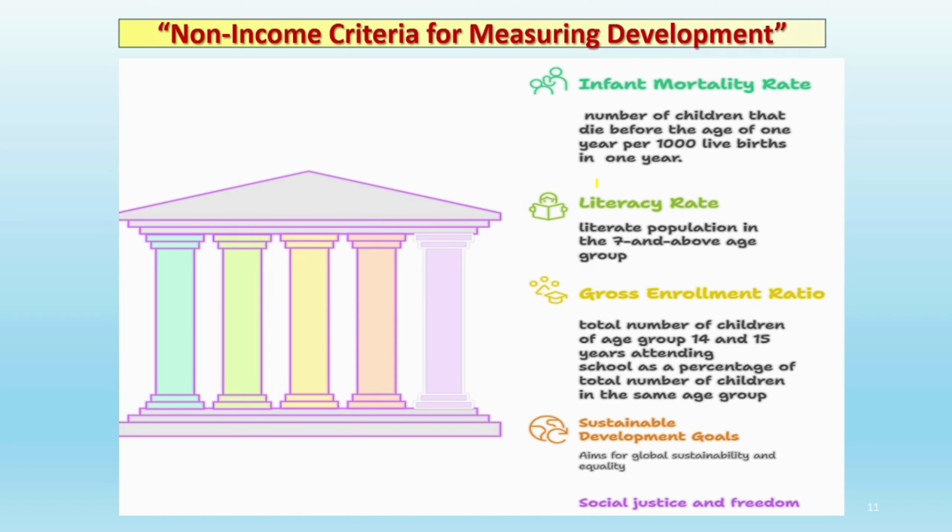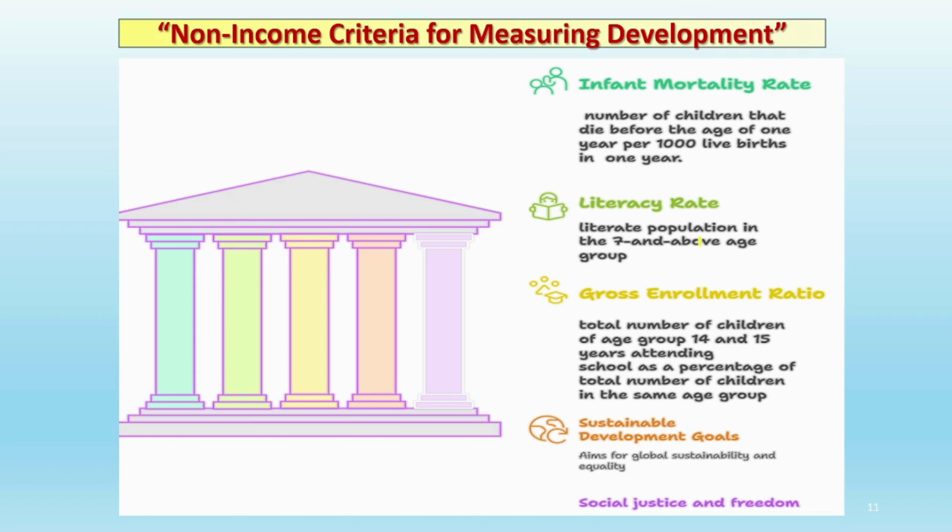Let's say another country, 85 children have died before completing their first birthday. Then I can say country B has an infant mortality rate of 85. So this is the definition of infant mortality rate.